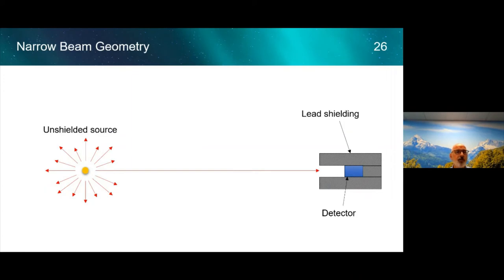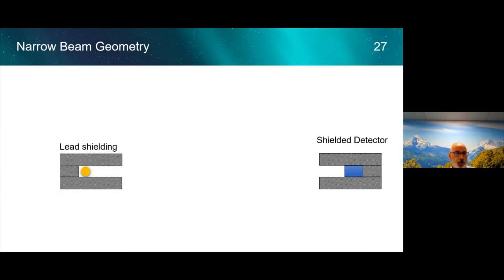We have to consider a somewhat artificial exposure situation, which we'll call narrow field or narrow beam geometry. You take your unshielded source and your detector, and you apply lead shielding to the detector so that you reduce the aperture such that it only receives a very finely collimated beam. You then do the same thing with your source, so that it produces a very fine collimated beam, which can be intercepted by your shielded detector.